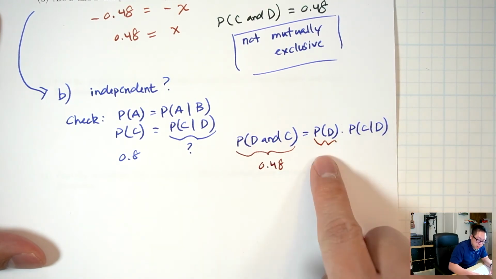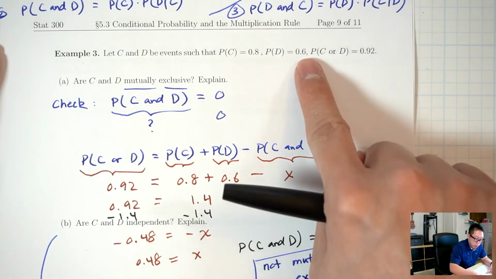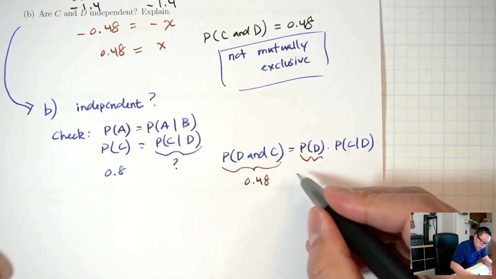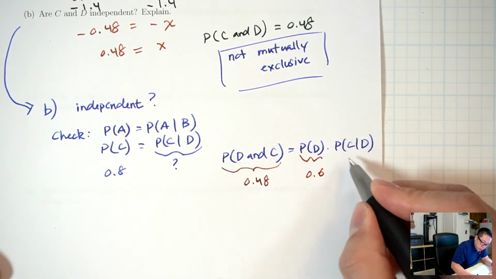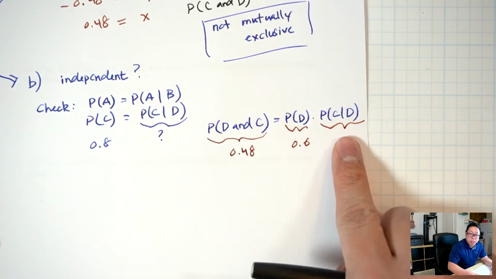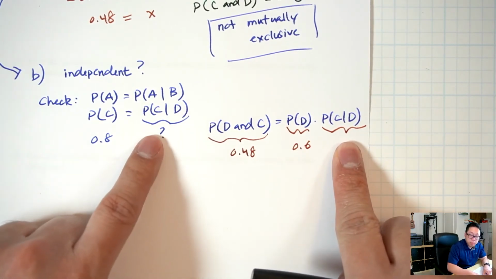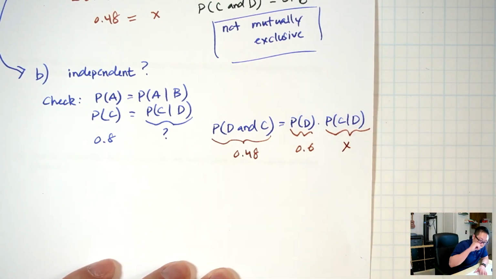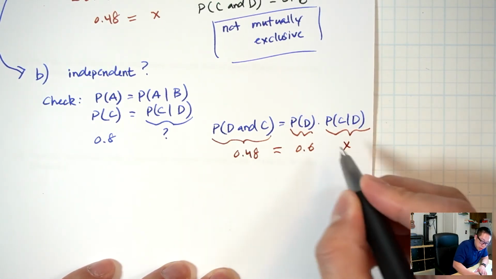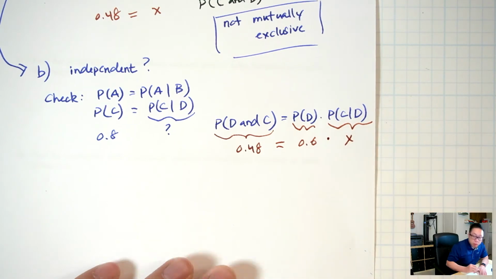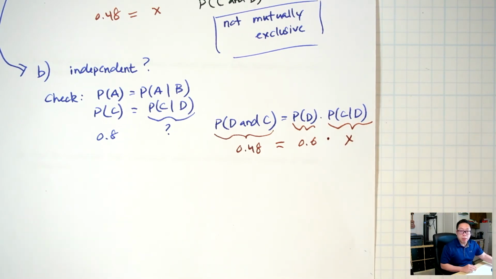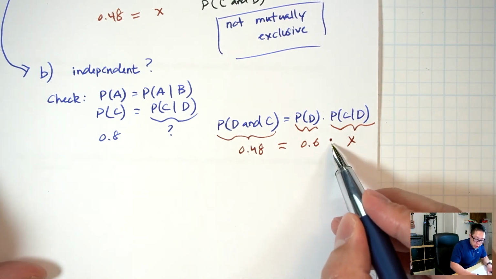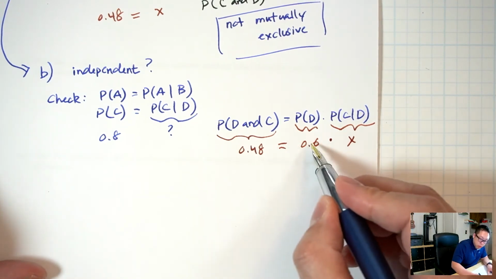Probability of D, we know is 0.6. C given D is what I'm looking for to find this right side. So that's X. Go through, fill in the symbols. There's an equal sign right here. There's a multiplication right there. And then your job is to get the X by itself. Right now, there's a multiplication here. So I need to divide both sides by 0.6 to get rid of it.